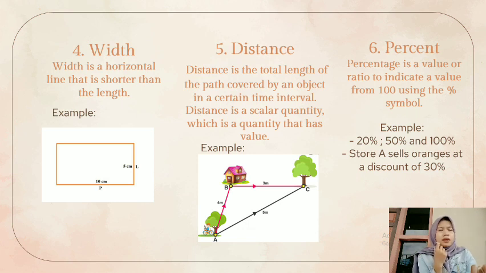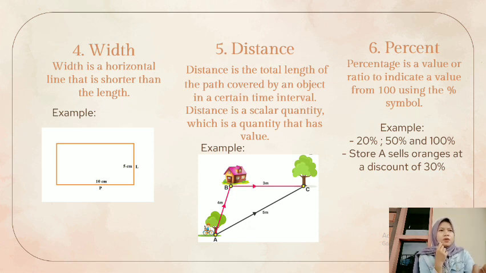And fifth, distance. Distance is the total length of the path covered by an object in a certain time interval. Distance is a scalar quantity, which is a quantity that has value. An example, the distance between A and B is 4 meters, B and C are 3 meters, and A and C are 5 meters.